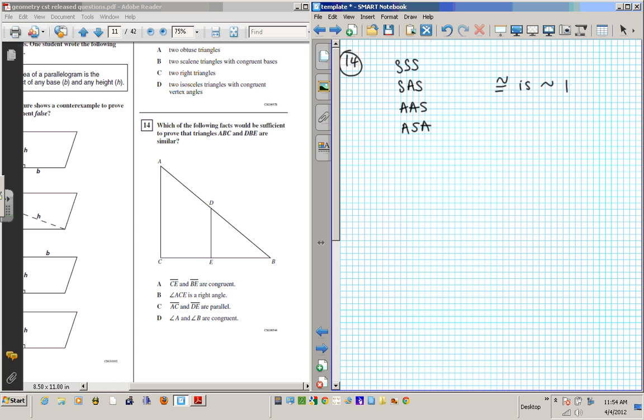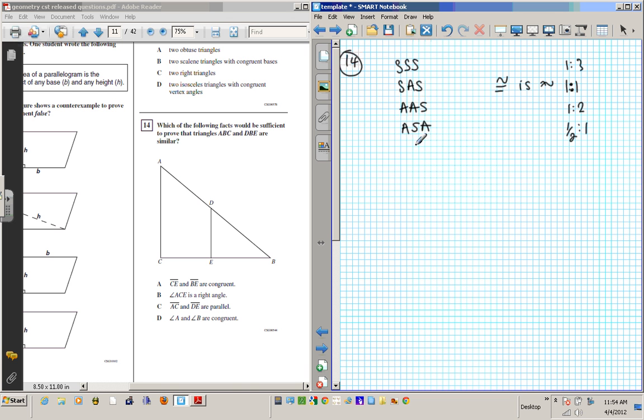Remember, congruency is similarity on a one-to-one proportion. They're exactly the same, identical. But similarity is not restricted to one-to-one. It could be 1 to 2, or 1/2 to 1. It can go in any direction you want. So congruence is just similarity at the one-to-one proportion ratio.